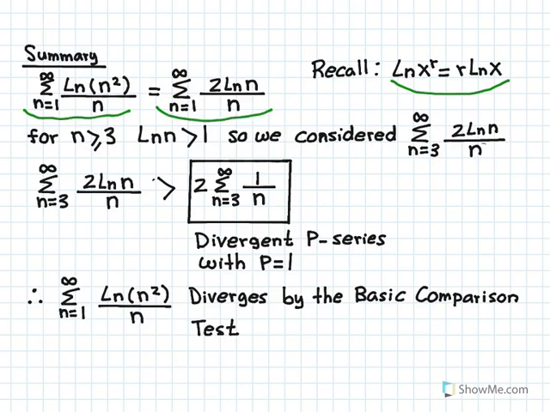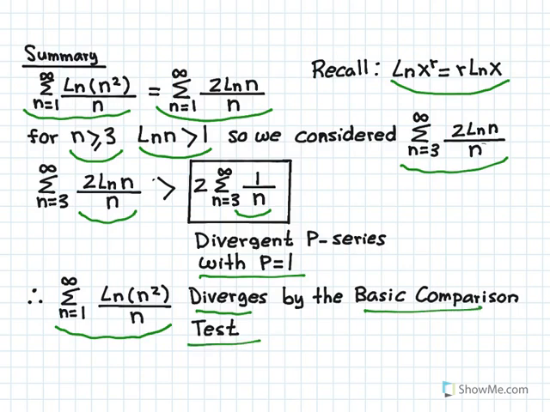Then we showed that for n larger or equal to 3, log n is larger than 1. So we considered summation n equals 3, we started the index at n equals 3, so summation n equals 3 to infinity 2 log n divided by n. Then we formed an inequality, and we proved that every term of the given series is larger than every term of the corresponding p series, which is divergent with p equal to 1. And by the basic comparison test, the given series summation n equals 1 to infinity log of n squared divided by n, notice we're starting the index at n equals 1, diverges by the basic comparison test.